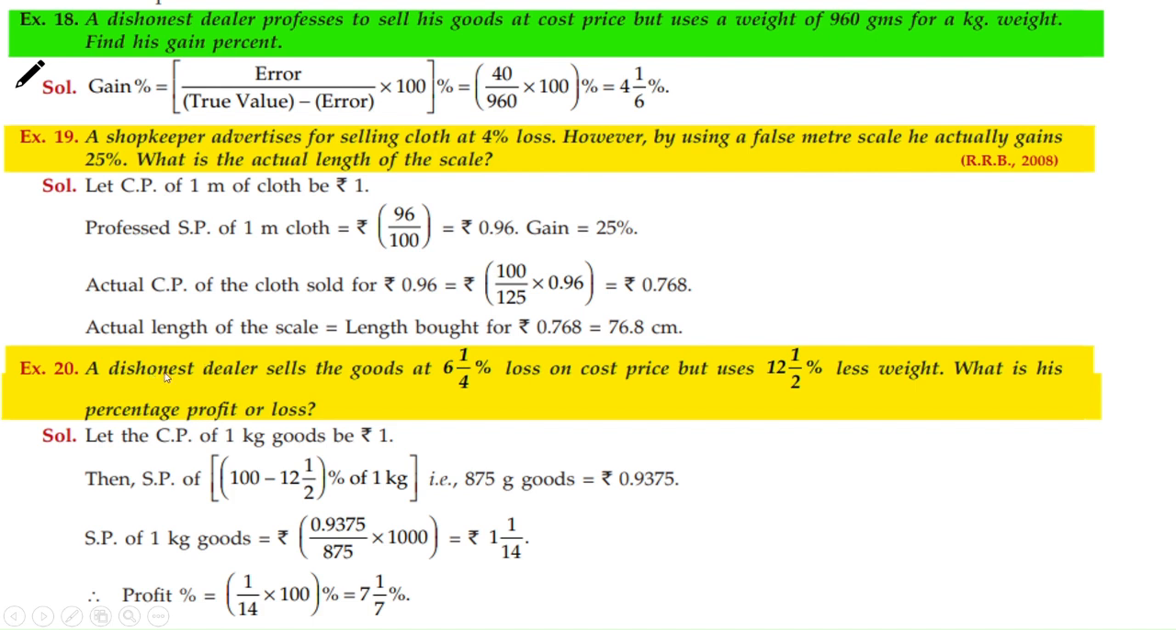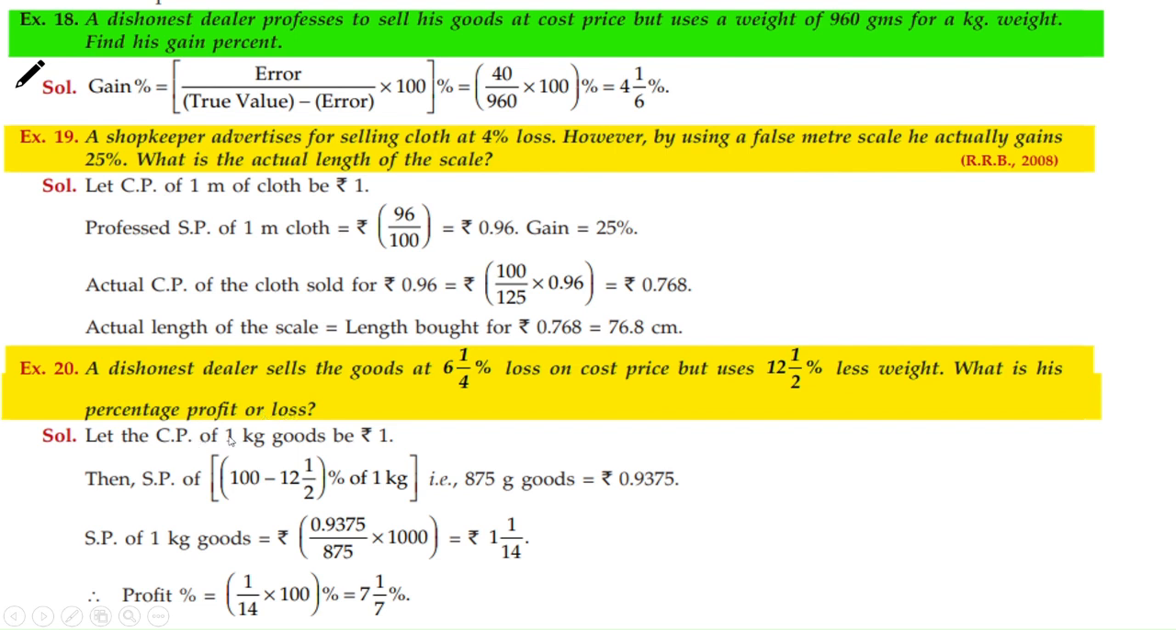A dishonest dealer sells the goods at 6 1 by 4 percent loss on cost price but uses 12 1 by 2% less weight. What is his percentage profit or loss?